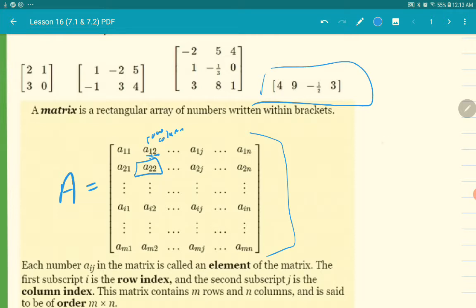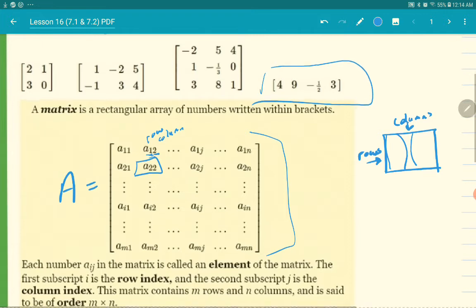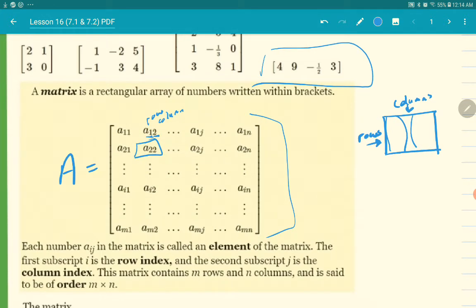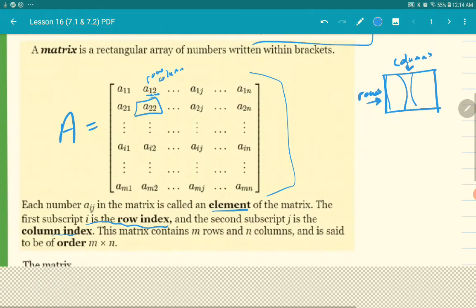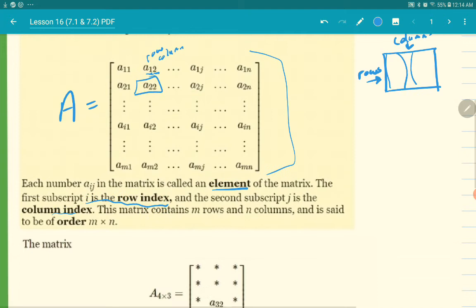Columns, you can think of a building with columns, like a Greek building or a doorway. The columns are vertical, the rows are horizontal. Each number in the matrix is called an element of the matrix. The first subscript is the row index, and the second subscript is the column index. So there's some vocabulary for us to get started.